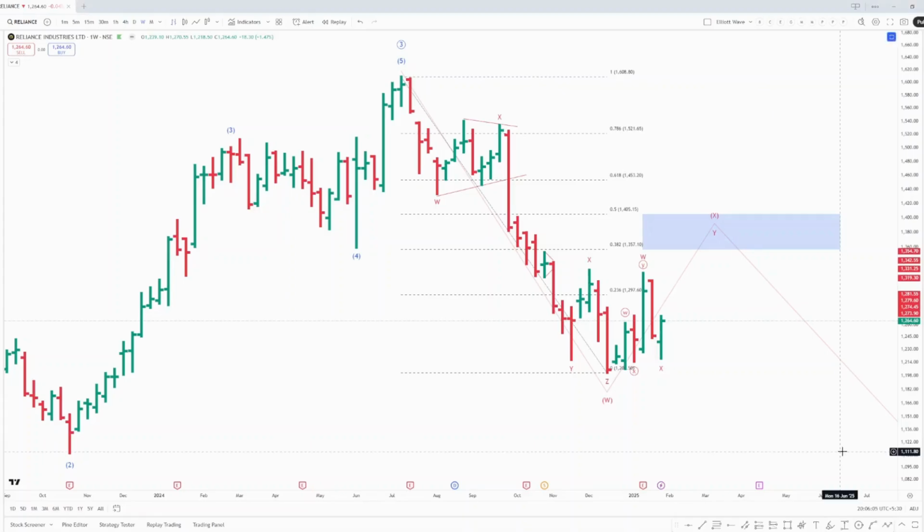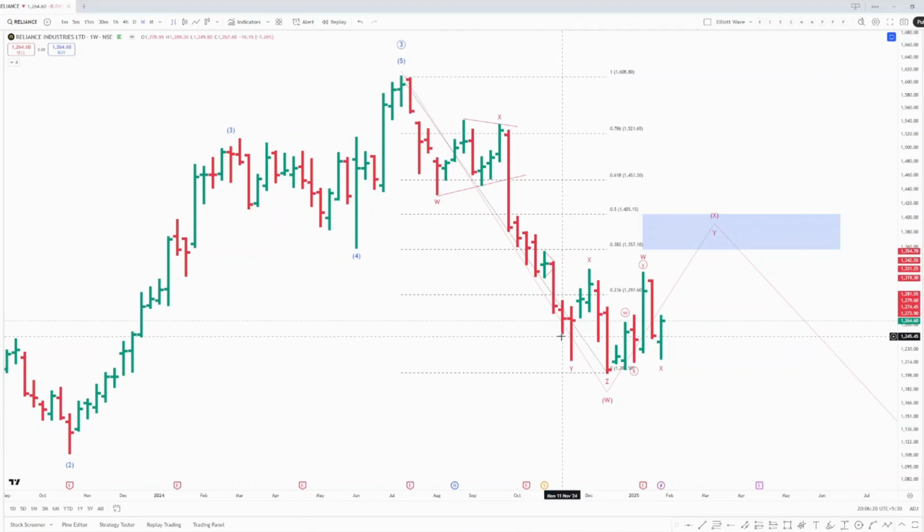Hello everyone. Now that the budget and the week is also over, I thought I will share an update on NIFTY and what is to be expected in the coming weeks.